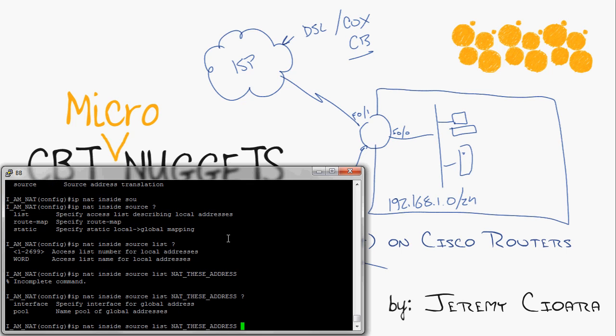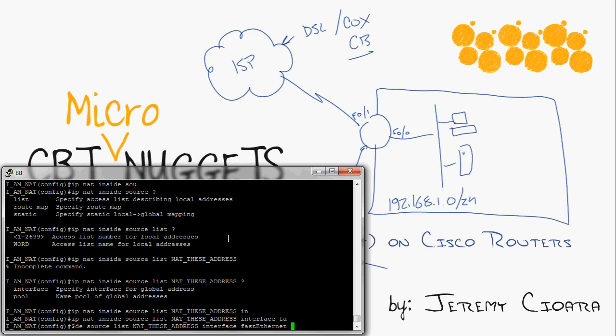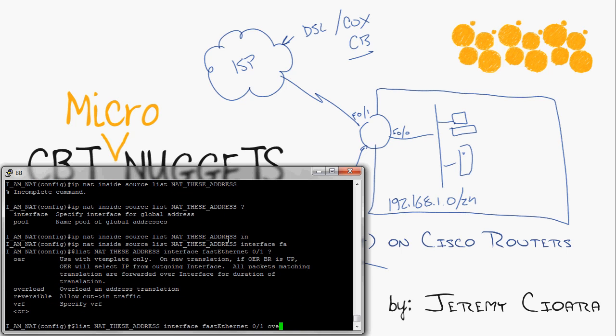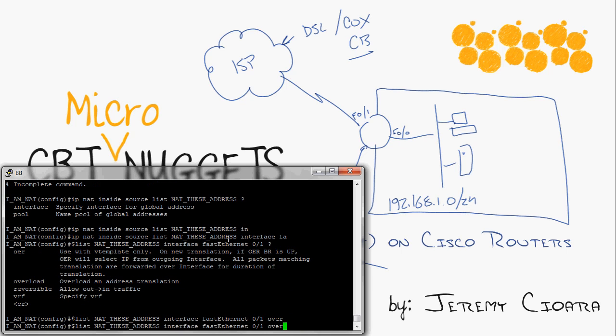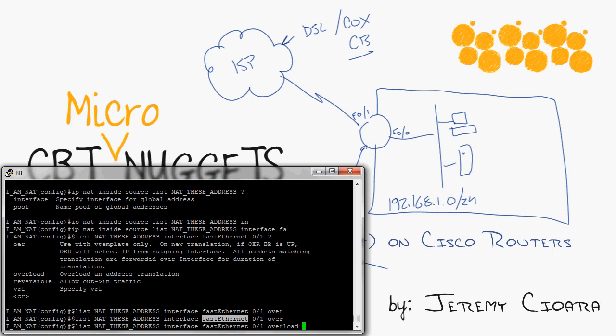Source list, NAT-these-addresses, interface FastEthernet 0/1, and overload it. What did I just type? I'm going to go back there and read it in English. ip nat says, Cisco router, I want to NAT from the inside of my network out, the source addresses, oh yeah, those are identified in access list NAT-these-addresses. So I'm telling you, NAT these addresses. Now, destination, I want to send them out interface, I'm falling off the end. Interface FastEthernet 0/1, and overload that.